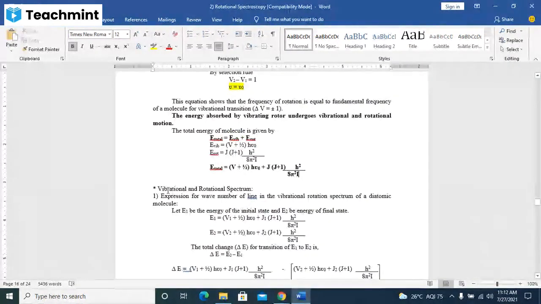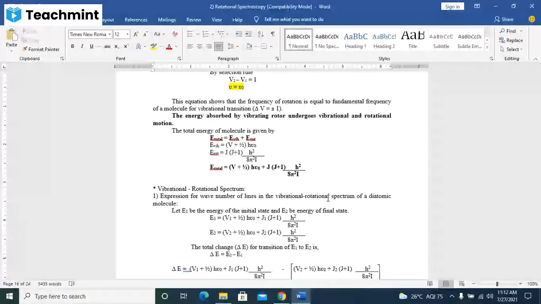And that's why the combined spectroscopy is named vibrational rotational spectroscopy, or say vibrational and rotational spectrum. Vibrational dash rotational spectrum is also given like that. Expression for the wave number of lines in the vibrational rotational spectrum of a diatomic molecule.